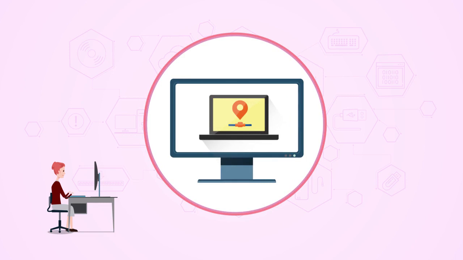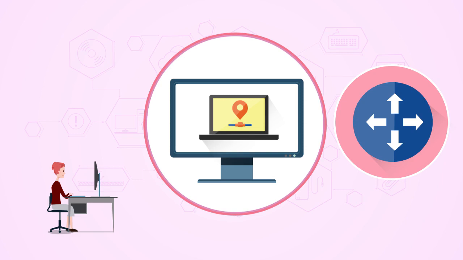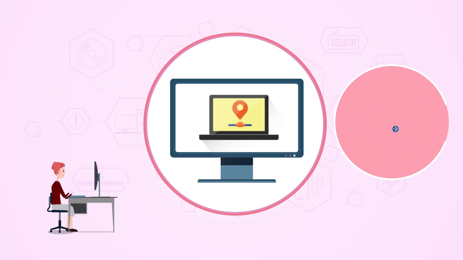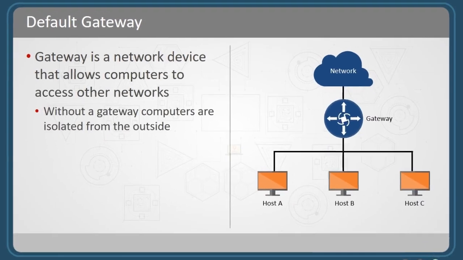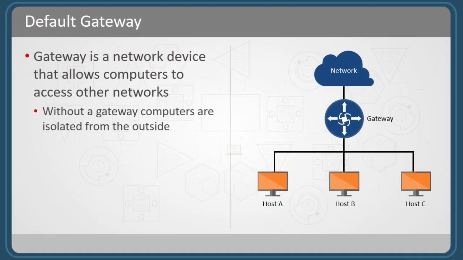Now, in this presentation, we will take a look at some other values that are typically assigned when configuring an IP address on any given system. The first one is the default gateway. Now, a gateway in and of itself is a network device that allows computers to access other networks. In other words, it's the way out, if you will. You must pass through the gateway to get to another network. Without a gateway, computers are isolated from the outside.